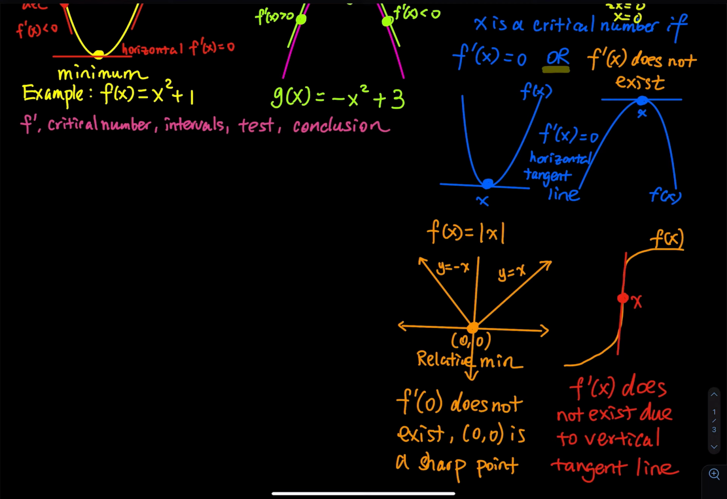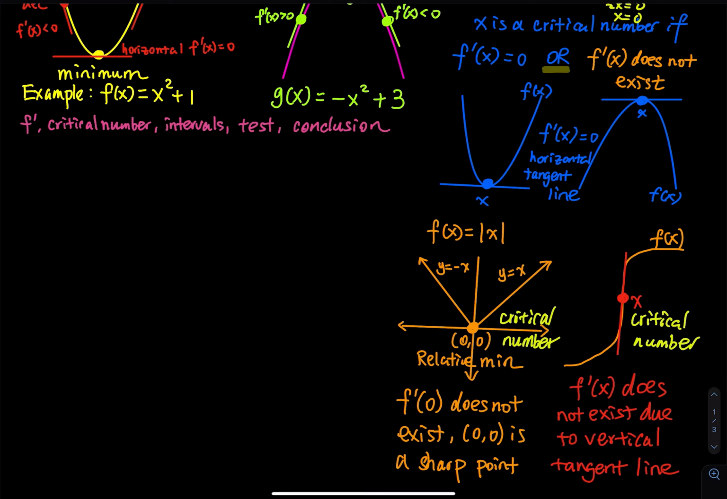So let's go back to critical numbers. Is (0, 0) a critical number? The answer is yes. So this (0, 0) is a relative minimum and critical number. They have multiple names: critical numbers, critical values. If you have the coordinate, they call it a critical point. So this x is also a critical number.